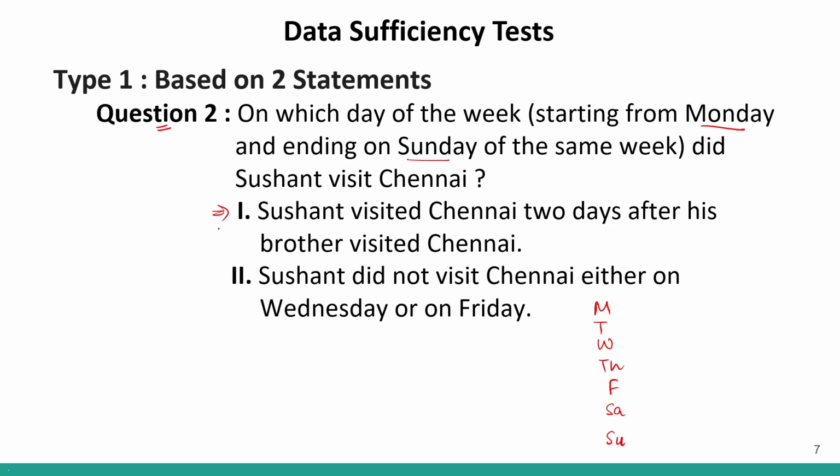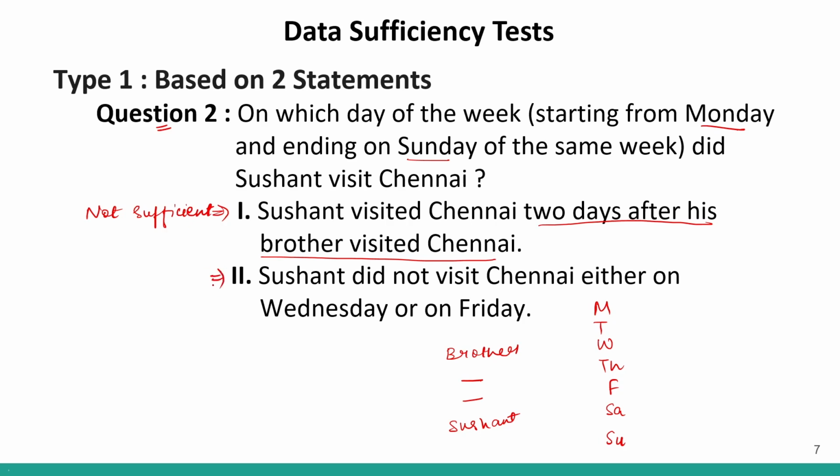According to statement 1, Sushant visited Chennai 2 days after his brother visited Chennai. So we just know a relationship: if the brother goes on a day, Sushant will visit 2 days later. This is the only relationship that is established. Can it answer on which day Sushant visited Chennai? No. So this data is not sufficient on its own.